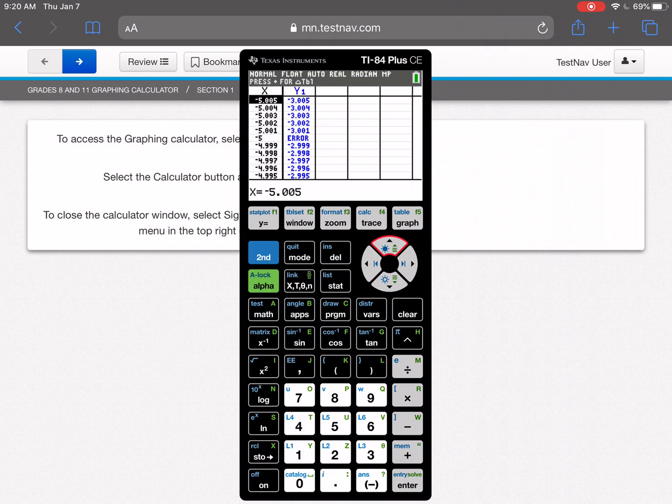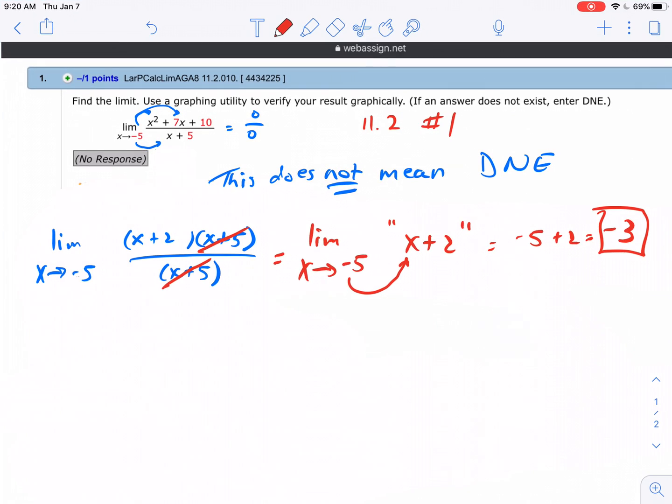Now, if you do not do the algebra, there are going to be times that you won't get the exact value. So make sure you're always doing the algebra like we did here.